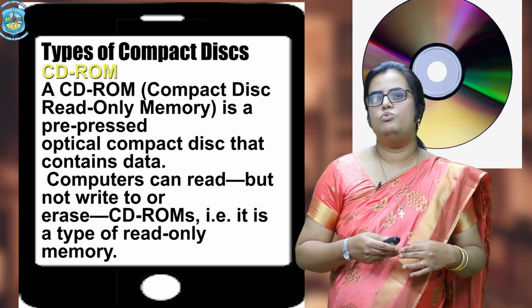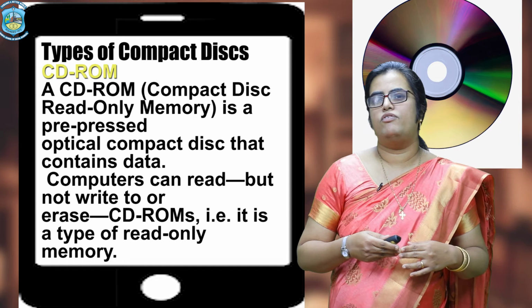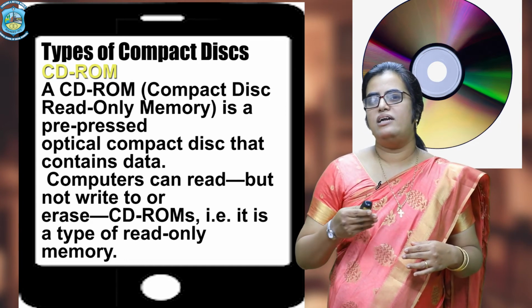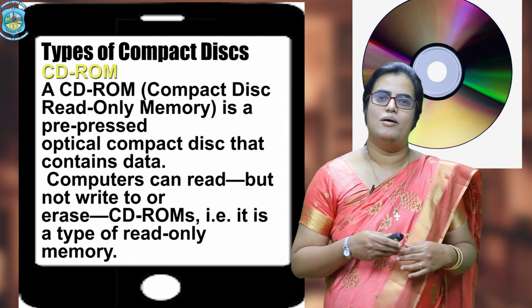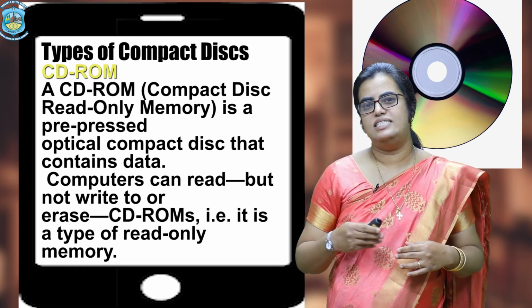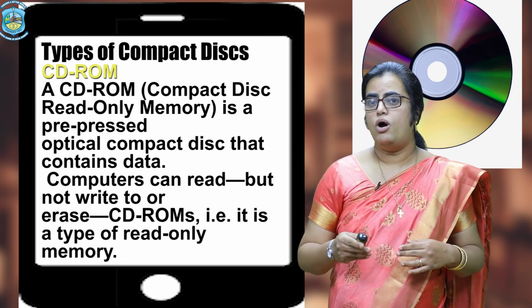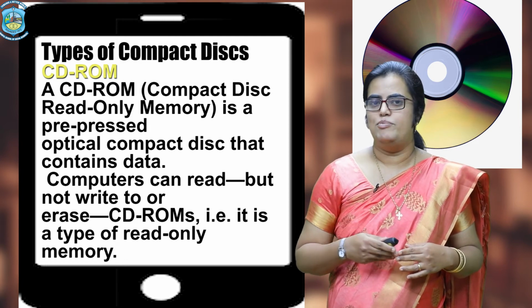Now let us come to what are the various types of compact discs. The first type of a CD is a CD-ROM. A CD-ROM is a compact disc read-only memory. It is a pre-pressed optical compact disc that contains data. Computers can read but not write or erase CD-ROMs. It is a type of read-only memory.